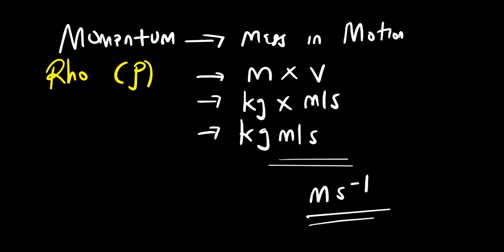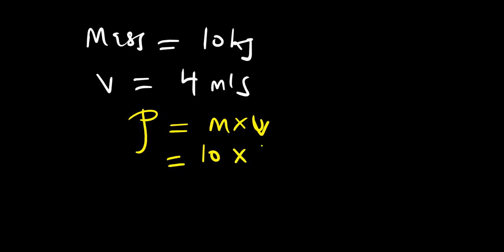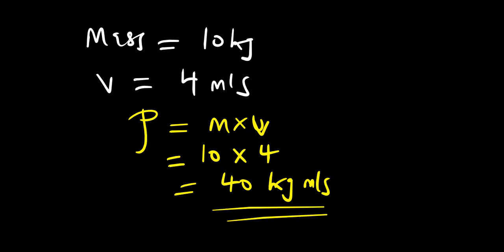Now, let's solve maybe an example. Let's say an object has a mass of 10 kg, and let's say it's moving at a velocity of 4 meters per second. Then we are asked to find the momentum. So the momentum in this case is going to be mass multiplied by our velocity. Our mass is 10 kg multiplied by our velocity, which is 4 meters per second. Therefore, we're going to have 40 kg meters per second.